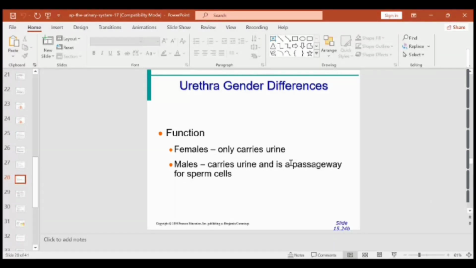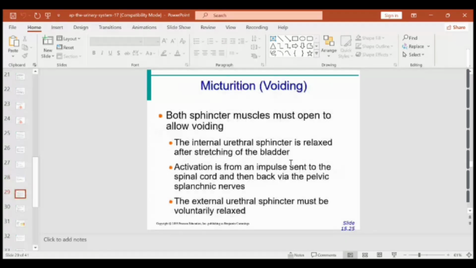Still on gender differences, in females it only carries urine, and in males, I think you remember I told you it's a shared route that carries both the sperm and the urine.